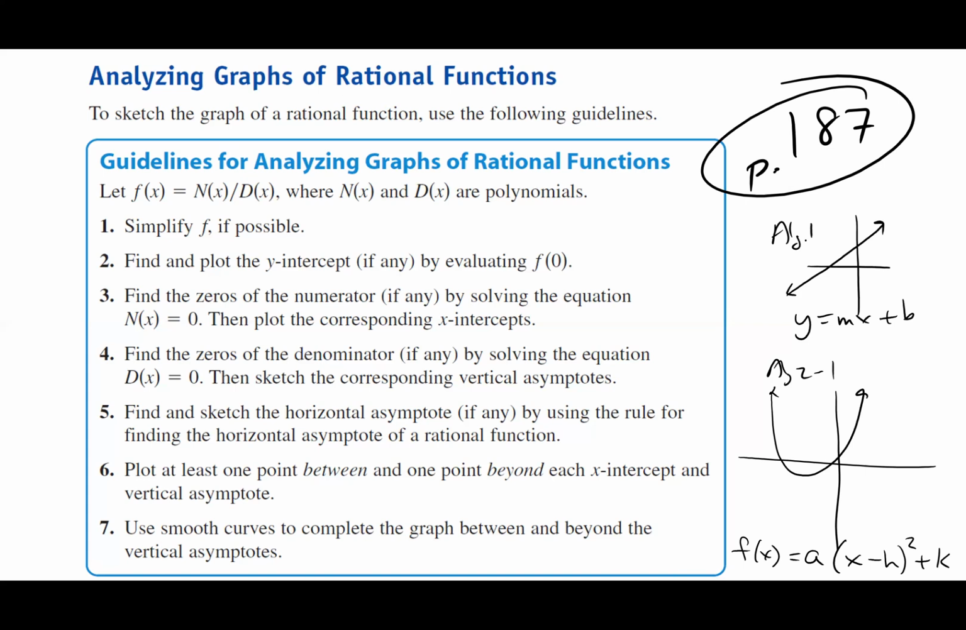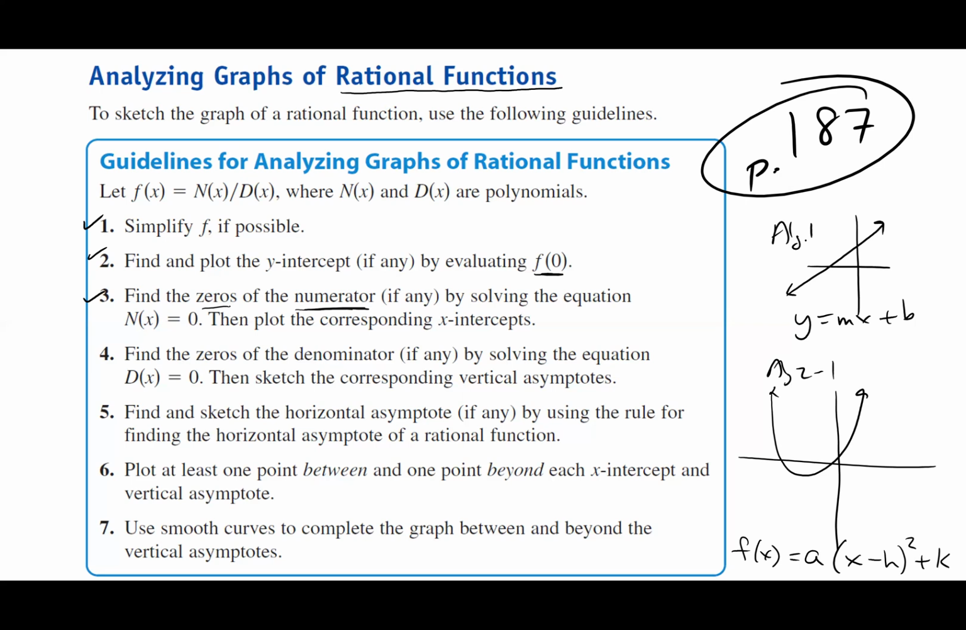So now we jump to something called rational functions. There is no generalized equation anymore, guys. We're gonna have to do it by parts. So what we do is simplify it as much as possible, and we'll get to why we do that. Then we find the y-intercept by plugging a 0 into our function, which we did on the homework. Then find the zeros of the function by setting the numerator equal to 0.